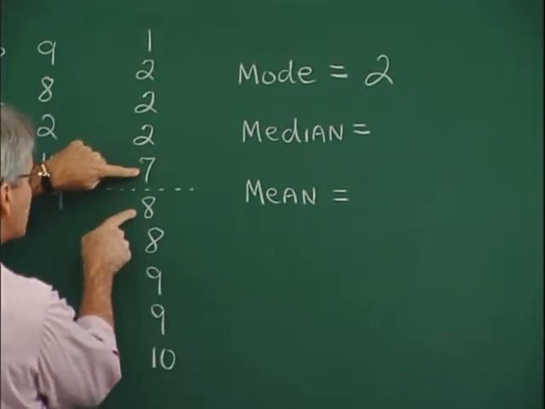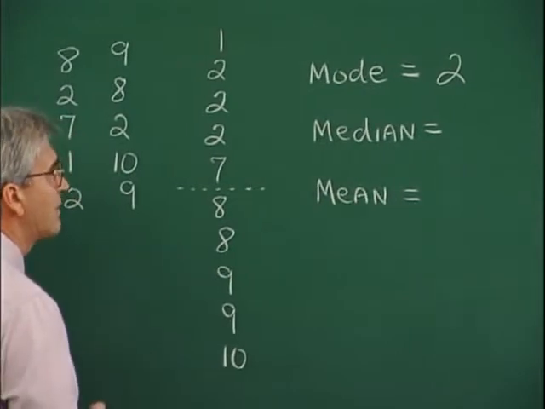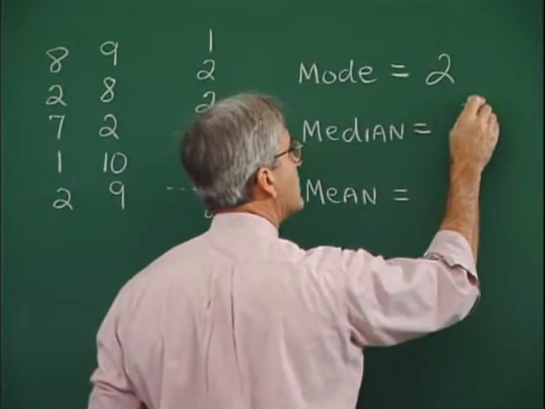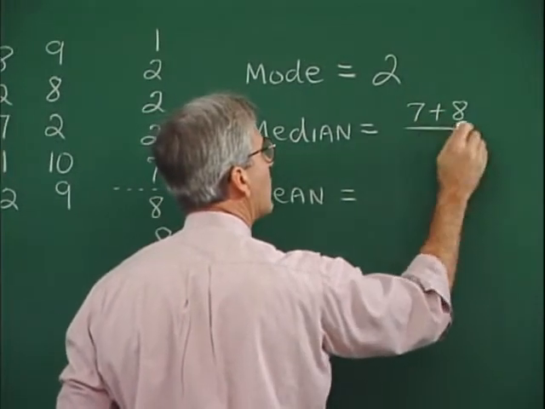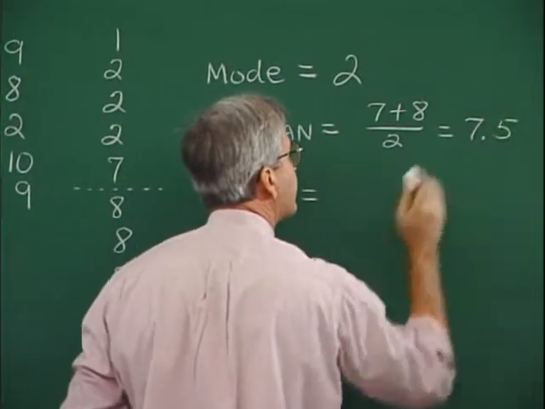So we're adding 7 plus 8. Right in between 7 and 8 is 7.5. So to find this median, here's what we're doing. The calculation is 7 plus 8 over 2, and that turns out to be 7.5.